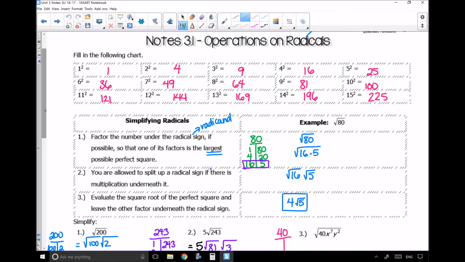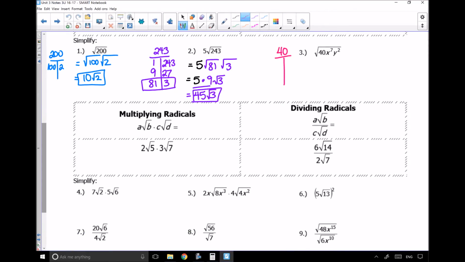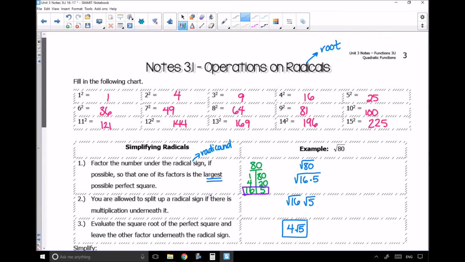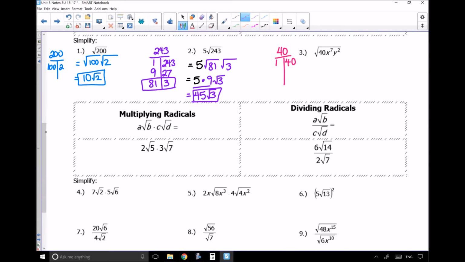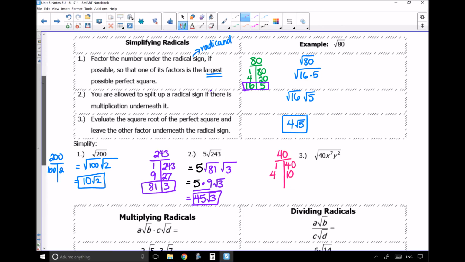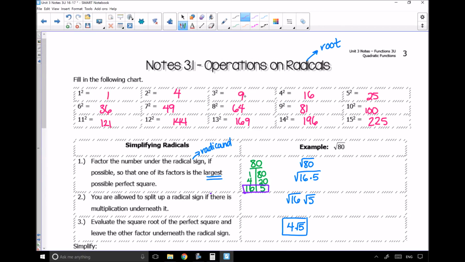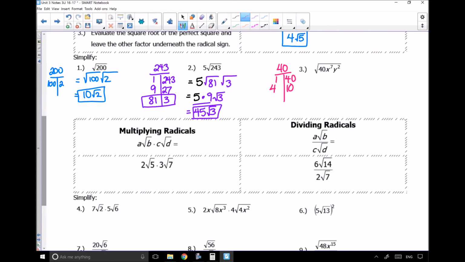1 is a factor of 40, so I can use 1 and 40. The next number on my list is 4. 4 is a factor of 40, so I'll use 4 and 10 because 4 times 10 is 40. The next number on my list is 9. That's not a factor of 40. The next number on my list is 16, and 40 is not evenly divisible by 16. So I've figured out my largest possible perfect square, and that's 4.